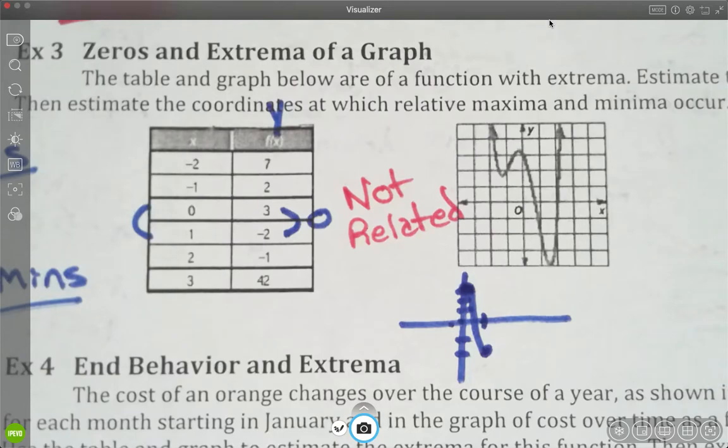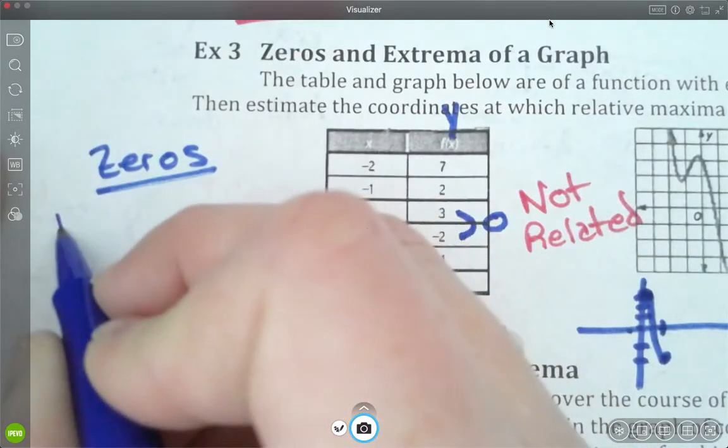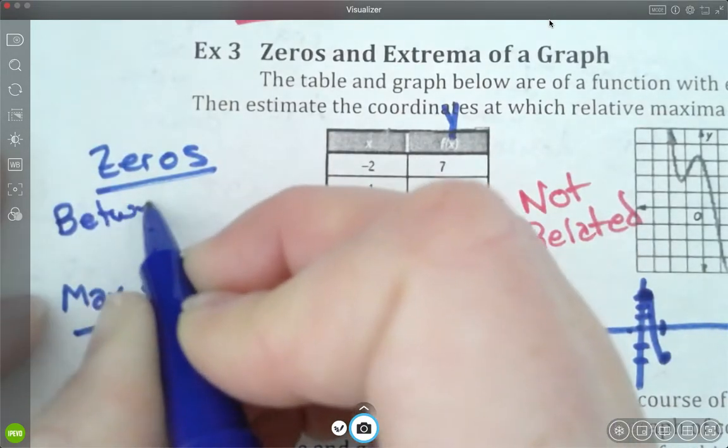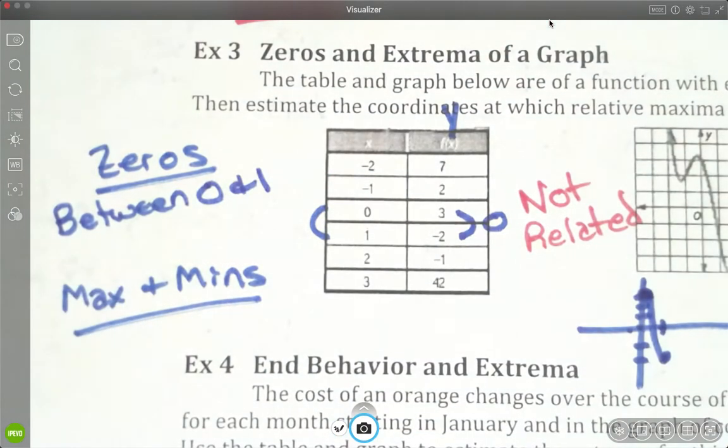Do I know that it's exactly at 0.5? Not necessarily. It could be at 0.1 instead. So what I'm going to say is that my zeros are located between 0 and 1. So I have a 0 that's located between 0 and 1. Okay? Now, there is another one on this graph.